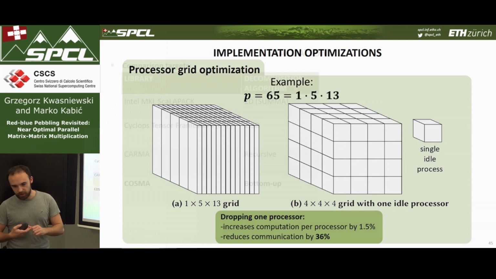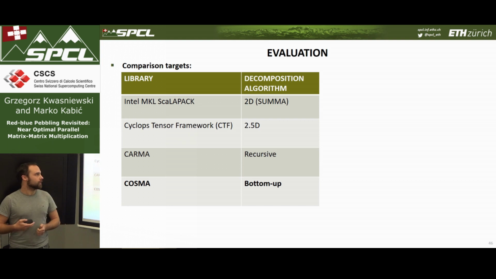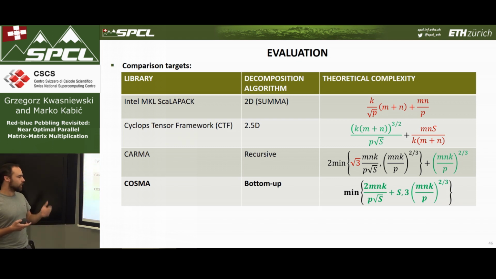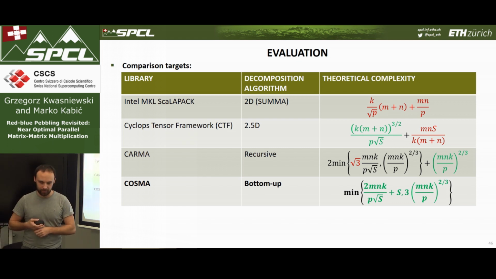Okay, so we compared COSMA against Intel ScaLAPACK library, CTF, and recursive CARMA algorithm. As a first step, we examined the theoretical complexity of these decomposition algorithms, and what we found out is that the 2D decomposition is just not optimal. 2.5D may be I/O optimal for square cases, but it has some penalty for tall and skinny ones. Now, recursive CARMA algorithm is asymptotically optimal, but this factor square root of 3 is not tight. And then we have COSMA, which is optimal in all cases.